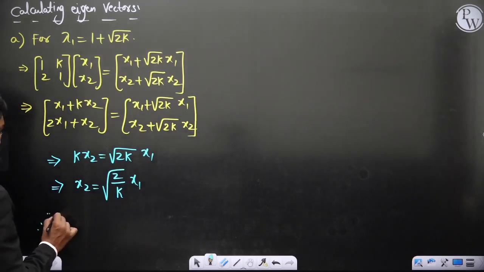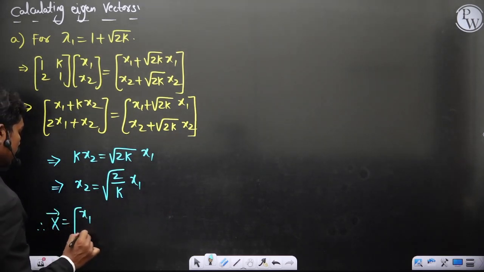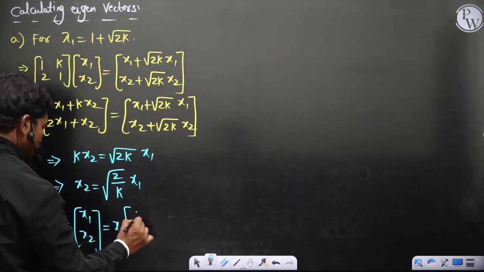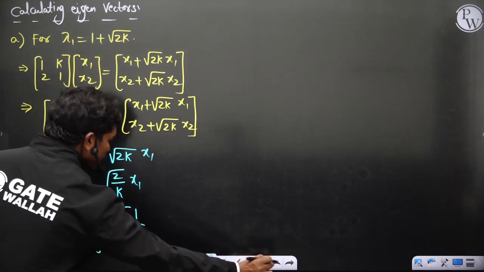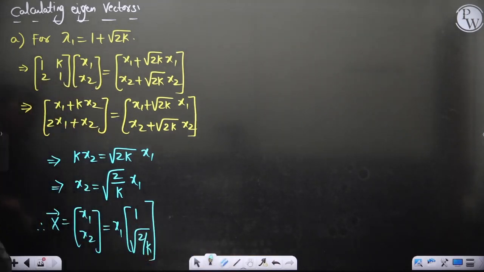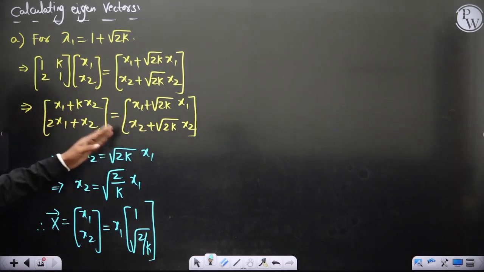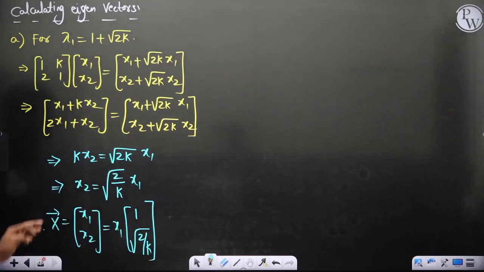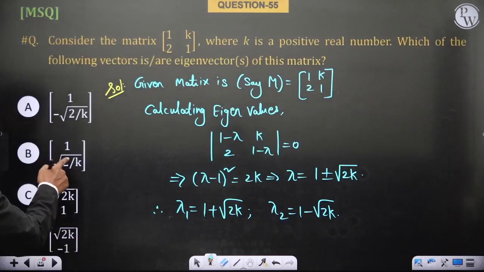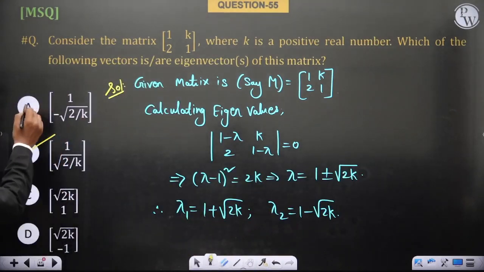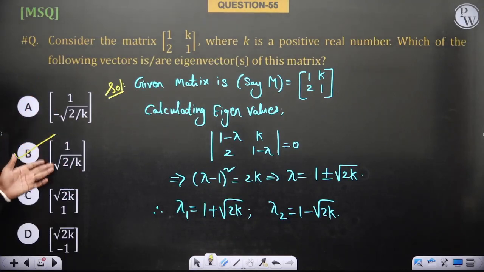Therefore x, that is [x1; x2], can be written as some scalar times [1; root (2 by k)], of course. This is what we have here. Similarly, if you simplify the other equation, you'll get x2 equal to root (2 by k) times x1, which is the same as this. So [1; root (2 by k)] is one of the eigenvectors. So this is basically an eigenvector.